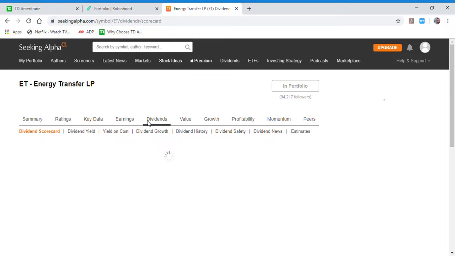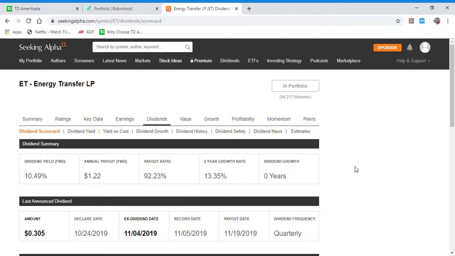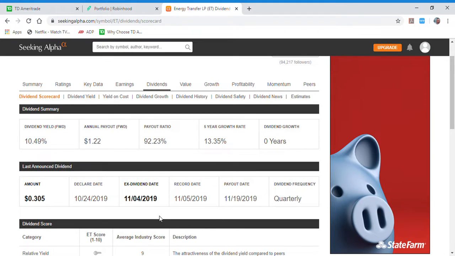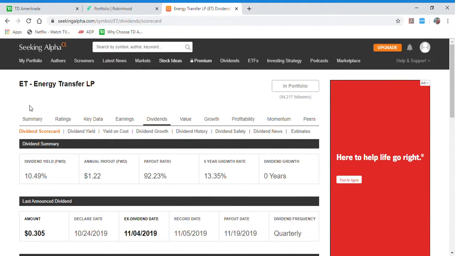I click it. The very first thing that comes up is their dividend scorecard. This is the first place I really start to get interested in whether I like the company. Is it something I'm looking to purchase? So they have a dividend yield of 10.49%. That is based on their current stock value versus this annual payout for each share of stock you own. So if you own 1 share of stock, they're saying you would receive $1.22 spread out over 1 year. That is a 30.5, or 0.305 cents per share. They pay quarterly.